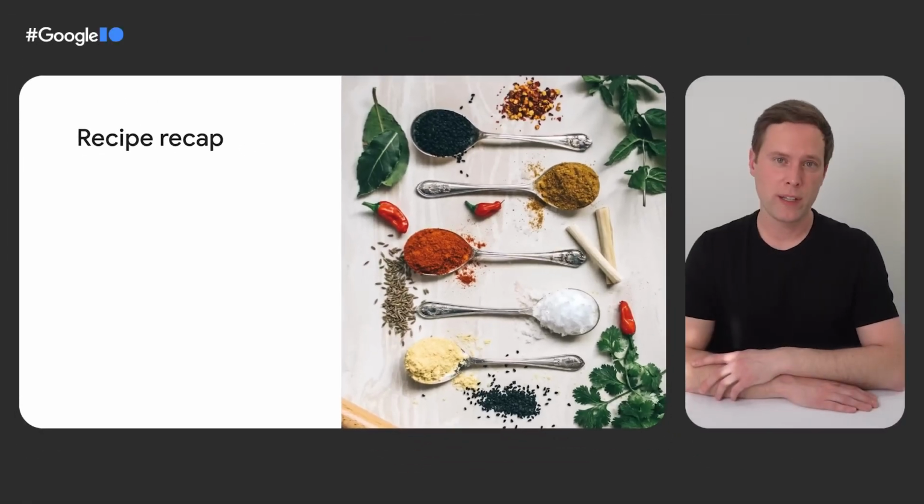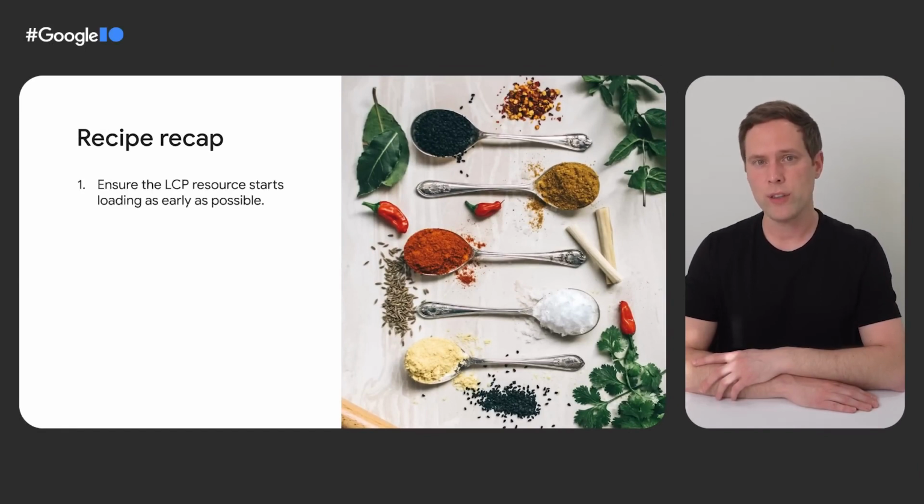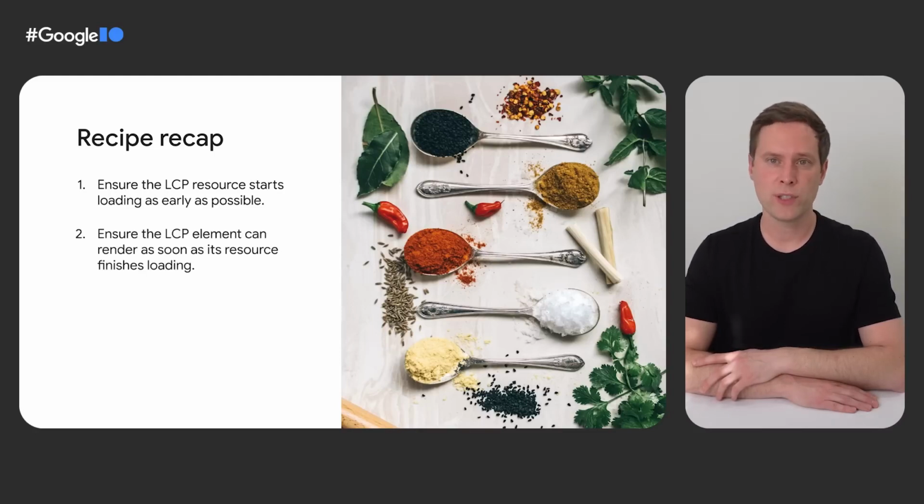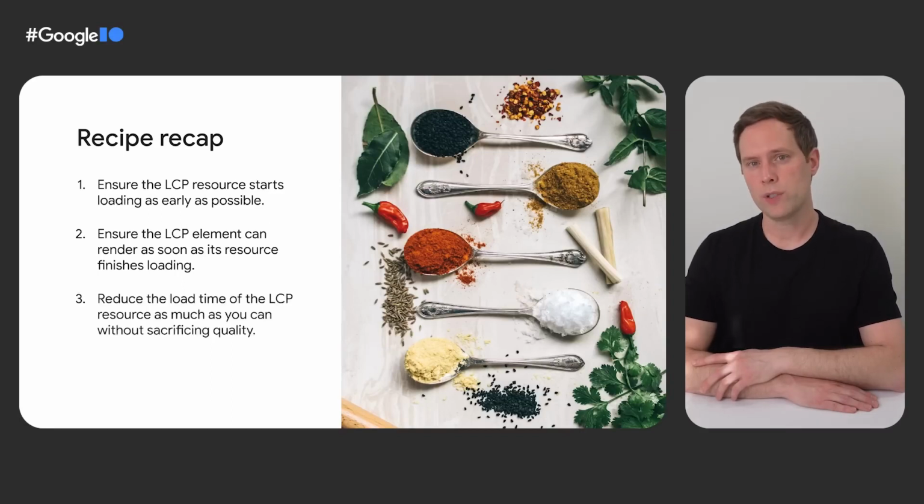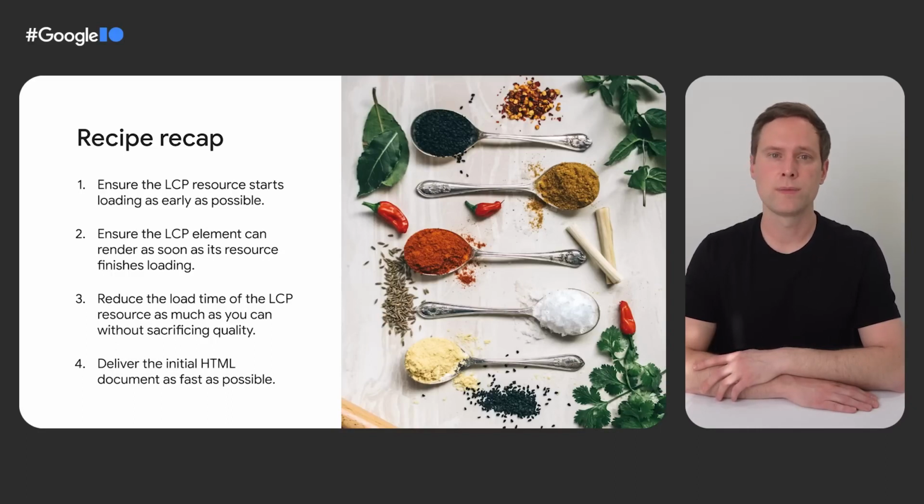So, to recap, here are the 4 steps in the recipe. Step 1. Ensure the LCP resource starts loading as early as possible. Step 2. Ensure the LCP element can render as soon as its resource finishes loading. Step 3. Reduce the load time of the LCP resource as much as you can without sacrificing quality. And step 4. Deliver the initial HTML document as fast as possible.